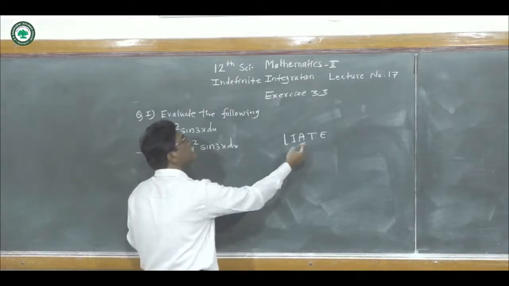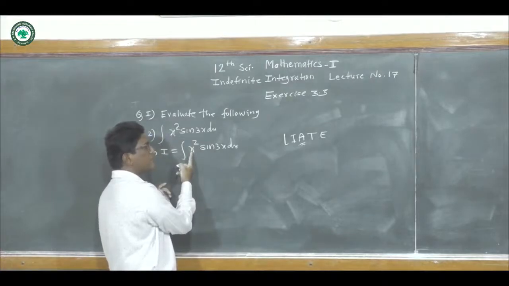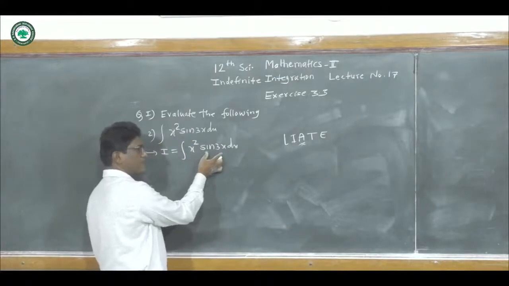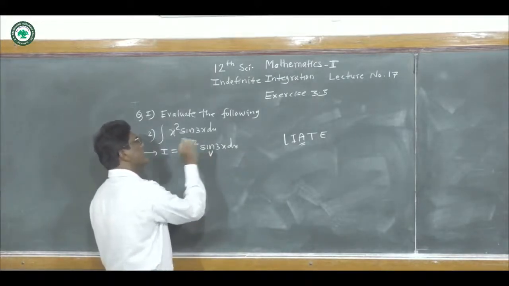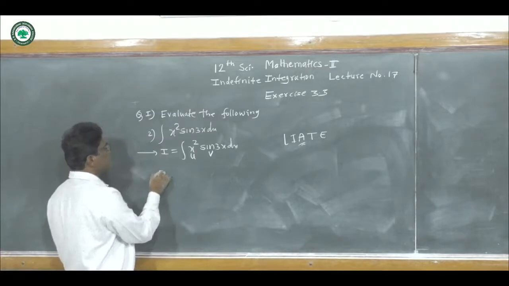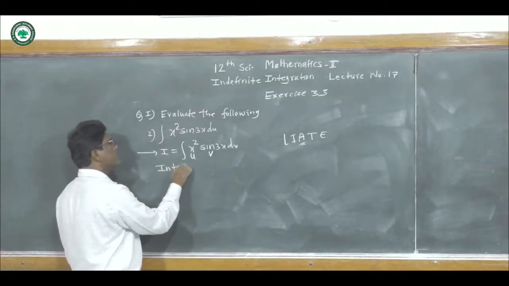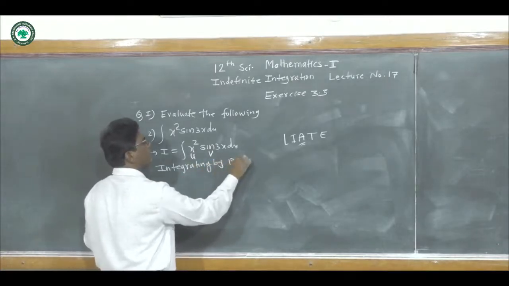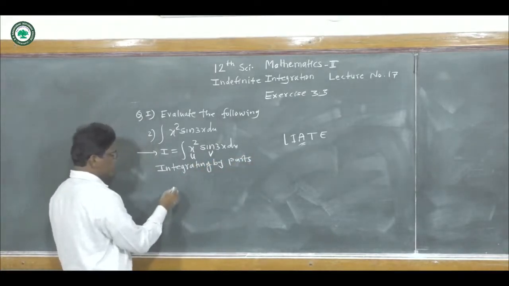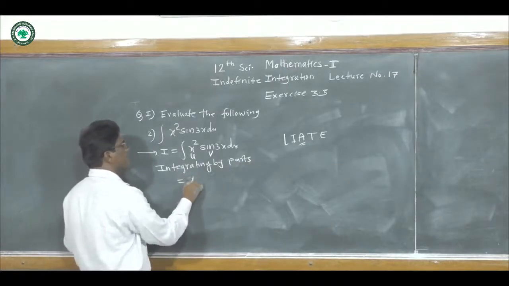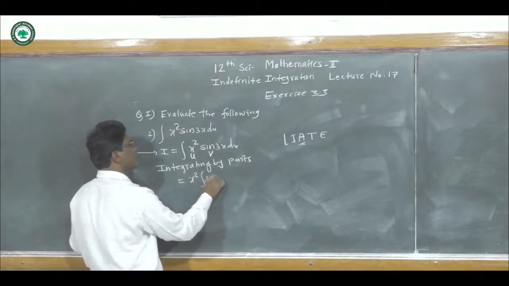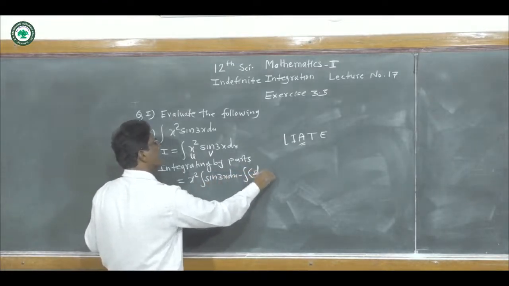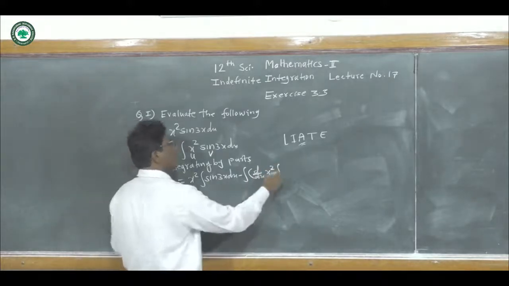So A appears first. So the algebraic function is u, and T comes after A, and therefore sine of 3x is v. So we call this u and this v. And so, integrating by parts, first function, that is x square, into integration of sine of 3x dx, minus integration of d by dx of u into integration of v dx.